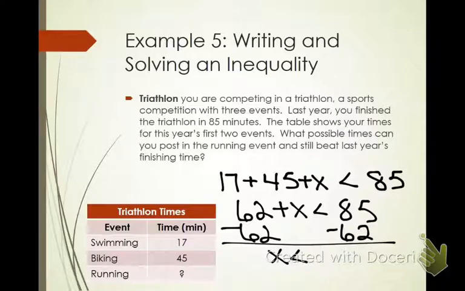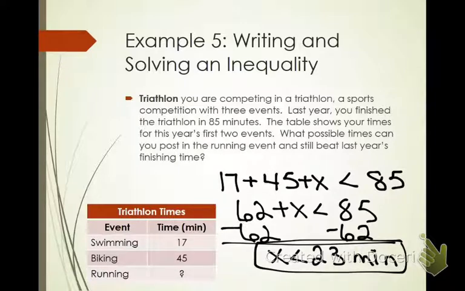And x has to be less than 23 minutes. Basically, going into the third event, I've already done my calculations and I know I need to beat 23 minutes. Okay? We see this a lot with sports competitions, don't we? You know, where it's like multiple rounds.